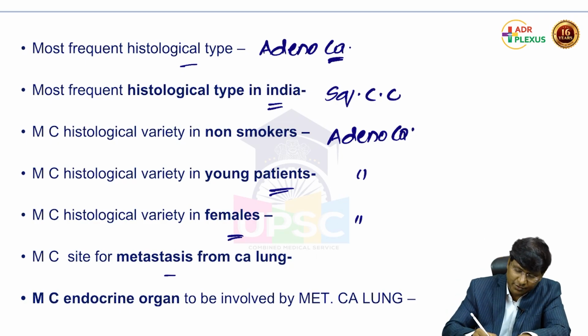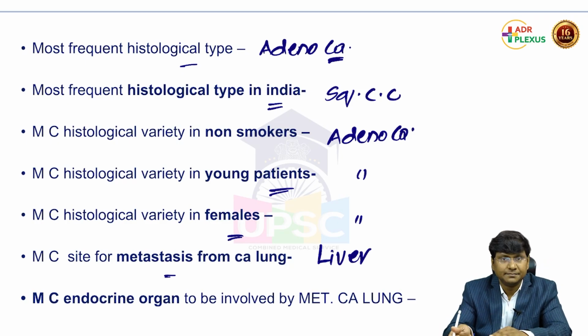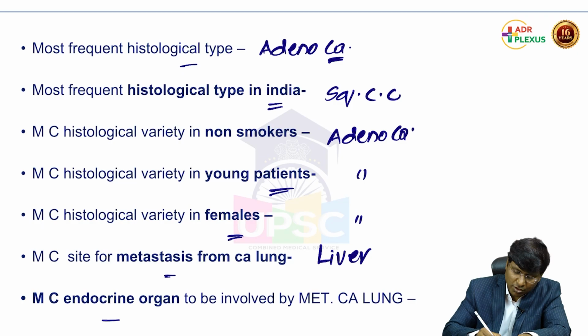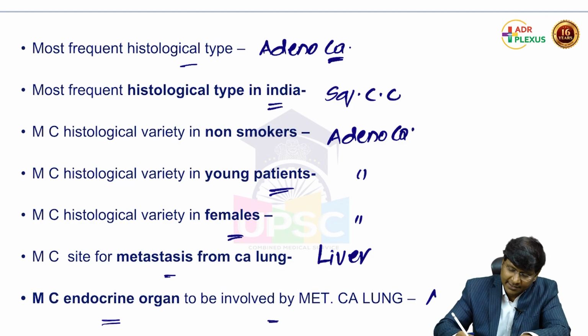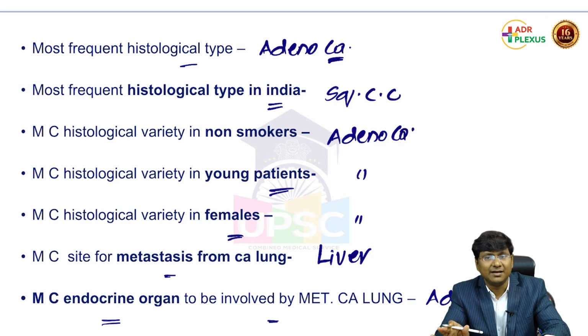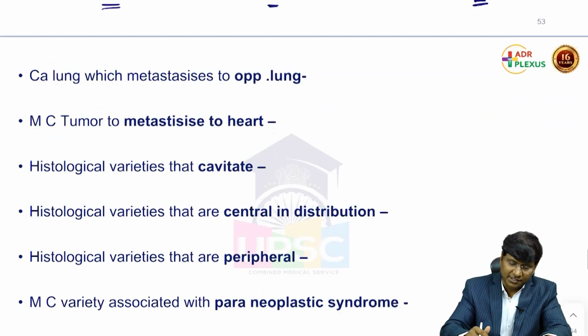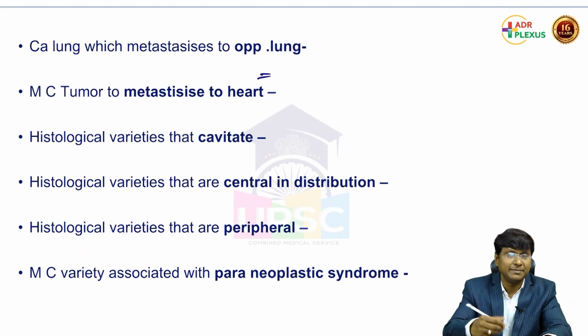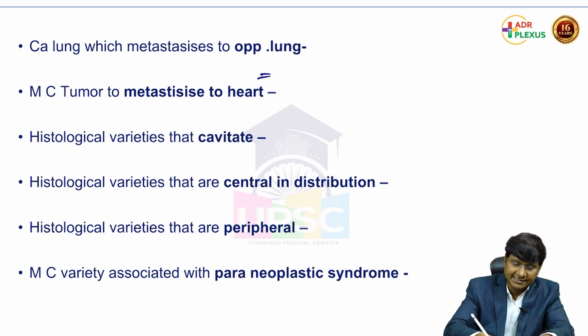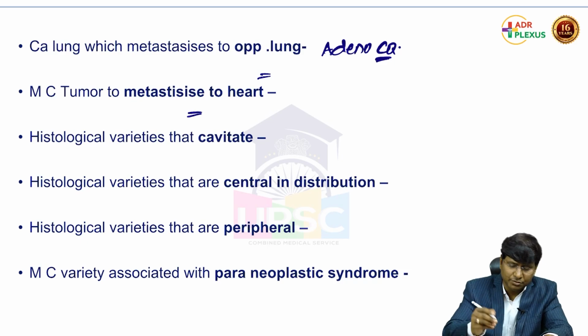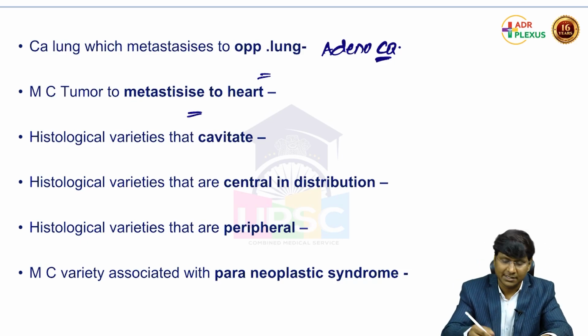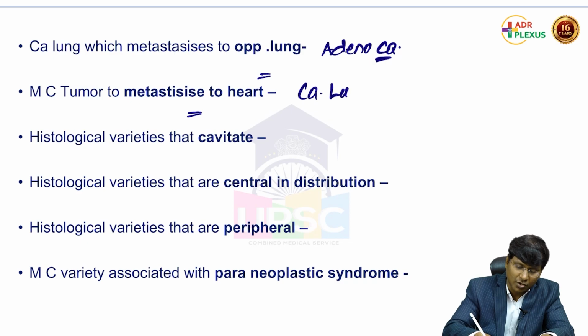And the most common site for metastasis from carcinoma of the lung will be mainly the liver. And the most common endocrine organ to be involved by metastasis of the carcinoma lung will be the adrenal gland, right? Then the next important set of questions: the carcinoma lung which will metastasize to the opposite lung will be adenocarcinoma. The most common tumor to metastasize to the heart will be the carcinoma of the lung.